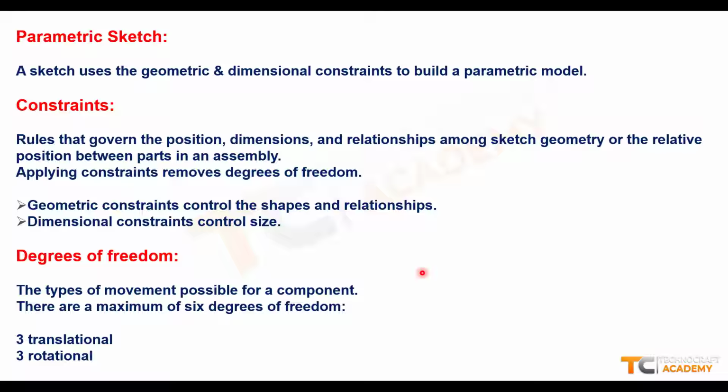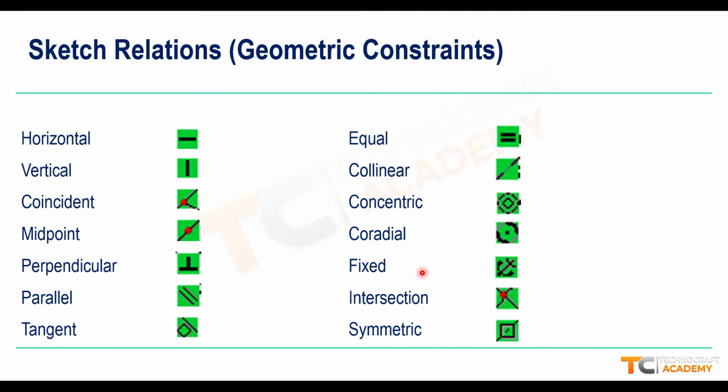I hope you got to know about the degrees of freedom, in short. Now, these are the few geometrical constraints as I was explaining before: horizontal, vertical, midpoint, perpendicular, parallel, tangent, equal, collinear, concentric, co-radial, fixed, intersect, and symmetry. Is that clear? If you have any doubts in this, you can ask me anytime so I can help you out. Mostly we use all these geometrical constraints while defining or creating any of the sketches.